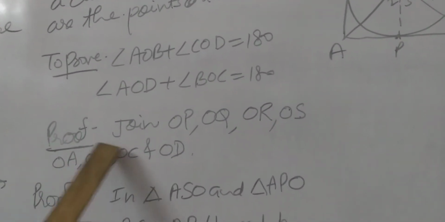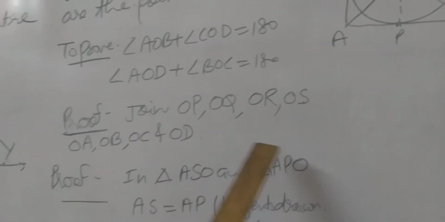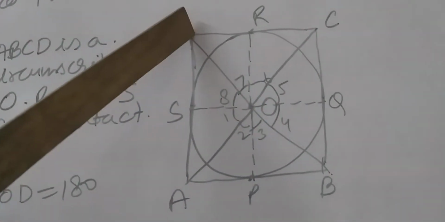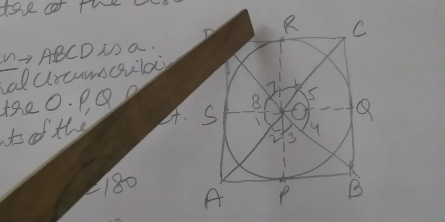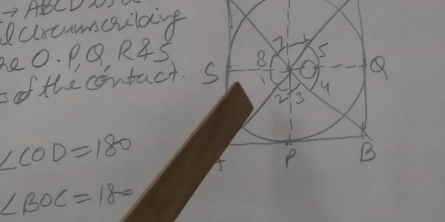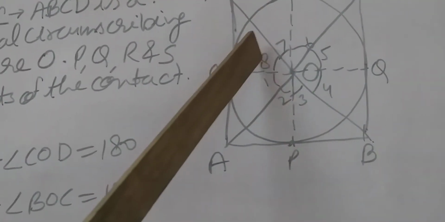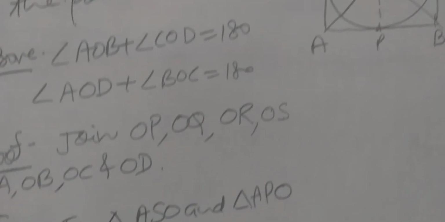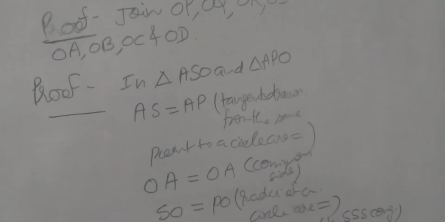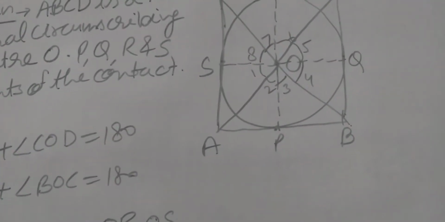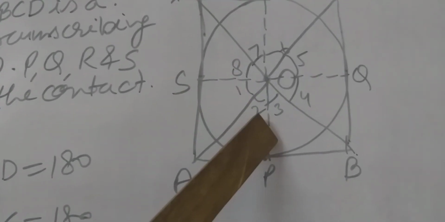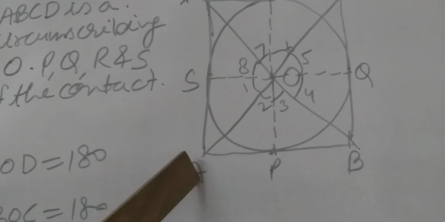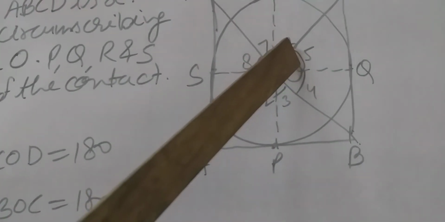Now students, to prove this we have joined OP, OQ, OR, OS, OA, OB, OC and OD. So I have joined O to A, B, C, D, P, Q, R and S, forming angles 1, 2, 3, 4, 5, 6, 7, 8 at the center. Correct? Now to prove this, we have to equate angle 1 and angle 2. To equate angle 1 and angle 2, we can prove triangles ASO and APO congruent.